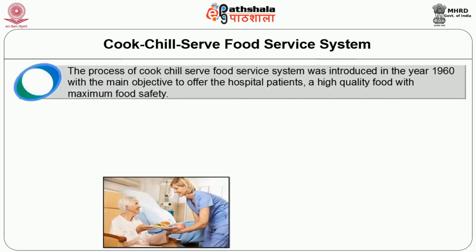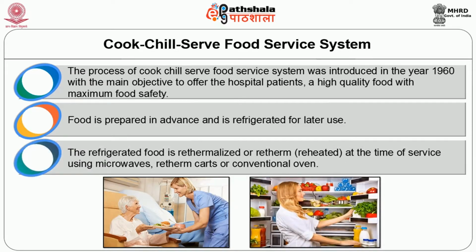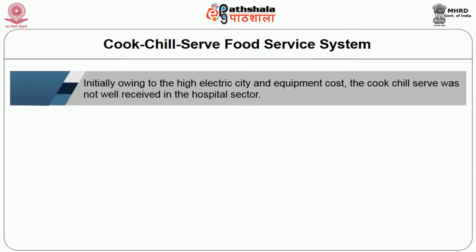The process of cook chill serve food service system was introduced in the year 1960 with the main objective to offer hospital patients high quality food with maximum food safety. Food is prepared in advance and is refrigerated for later use. The refrigerated food is rethermalized, or rethermed, that is reheated at the time of serving using microwaves, retherm carts or conventional oven.